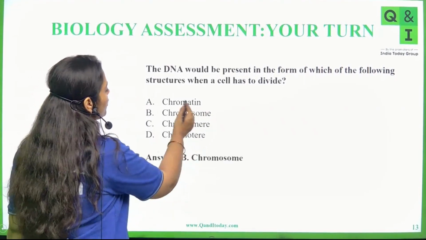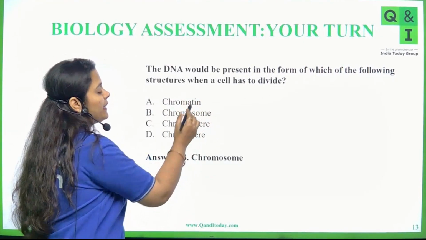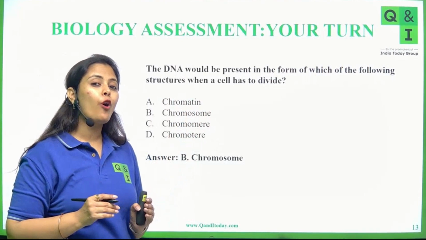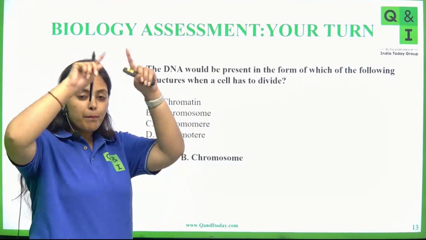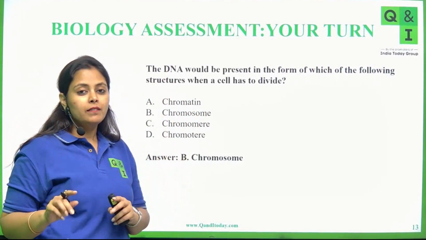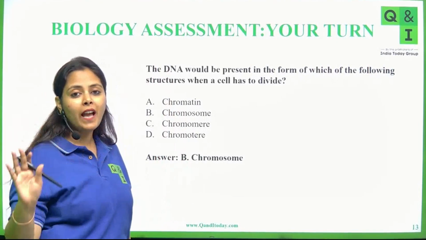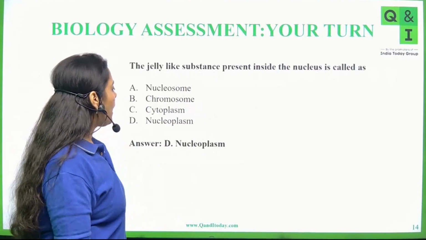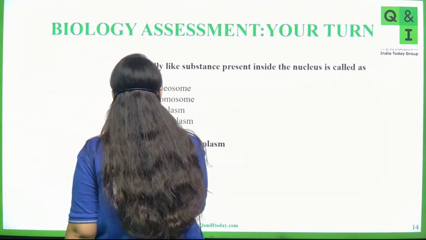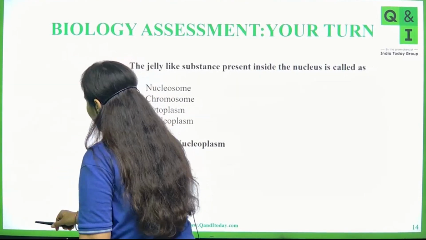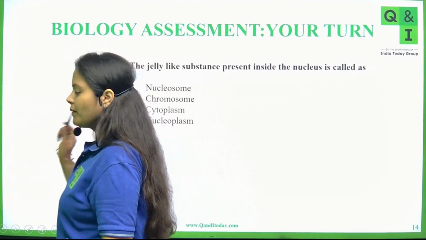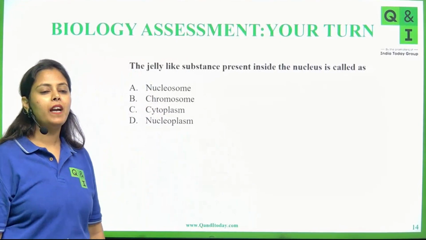The correct answer is chromosomes. Chromatin. The DNA is present in the form of chromatin, that is the mesh-like fibers. That entire mesh is present when the cell does not have to divide. Now, sorry, the answer is already written here. Wait, I'll go back. Sorry, I pressed this button twice.